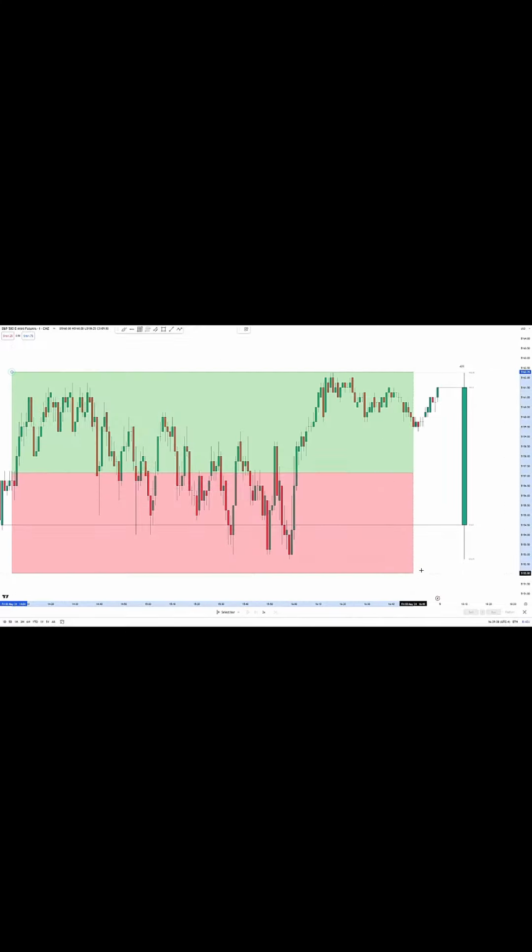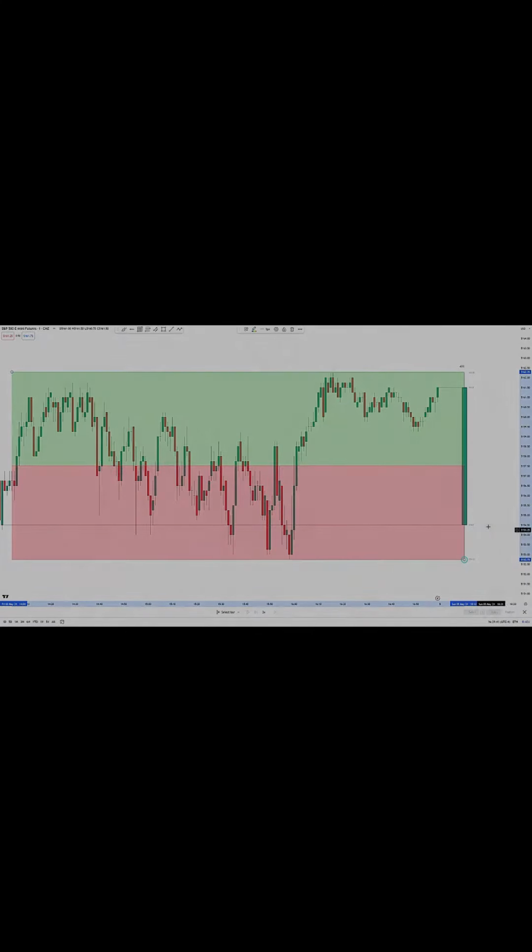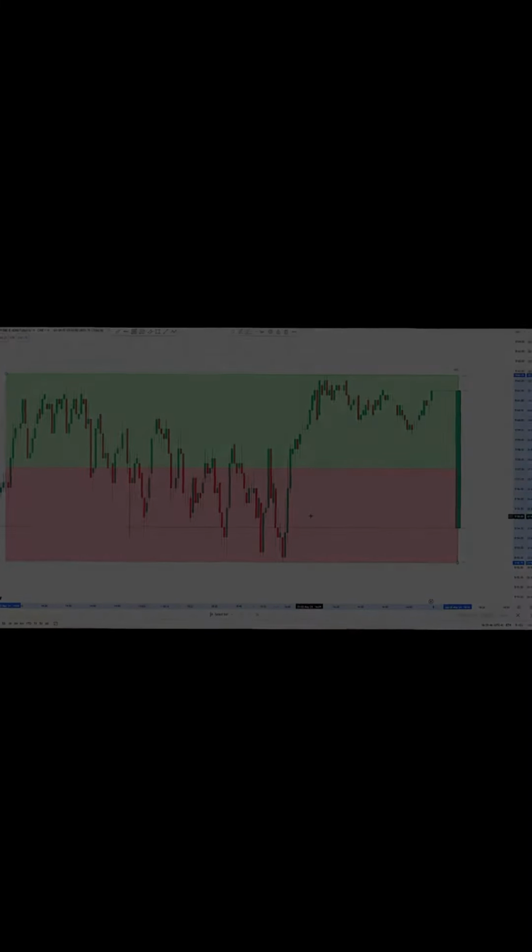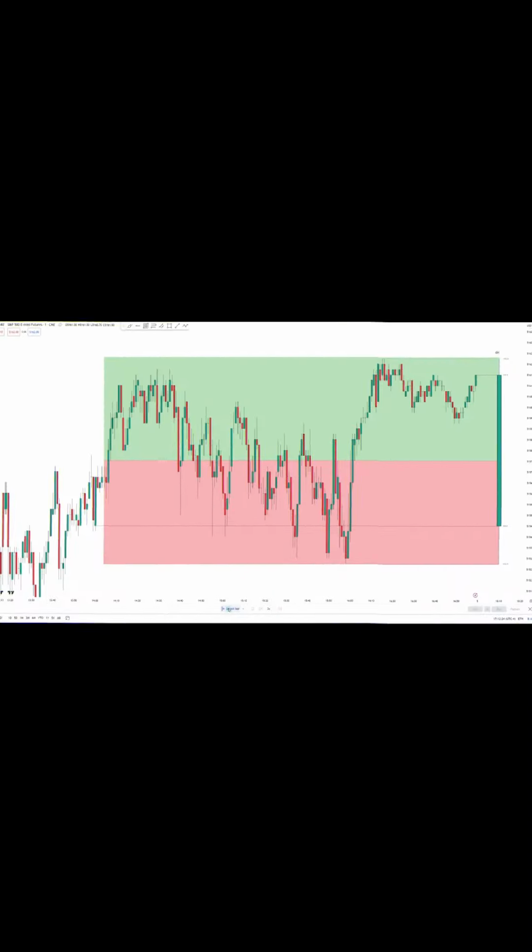Here we have our premium and discount. The green shaded area is our premium. The red is our discount zone. To simplify, we want to sell in the green premium and buy in the red discount zone.